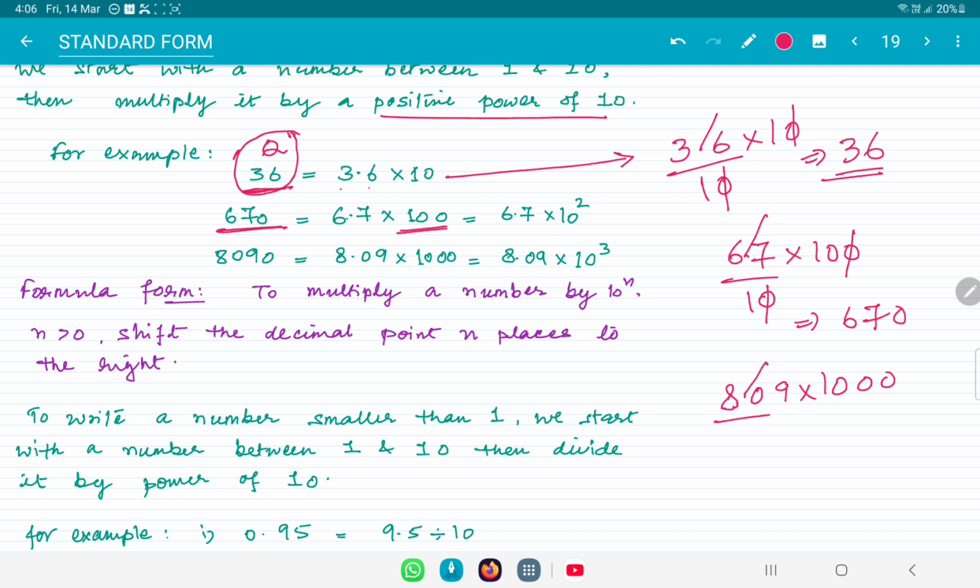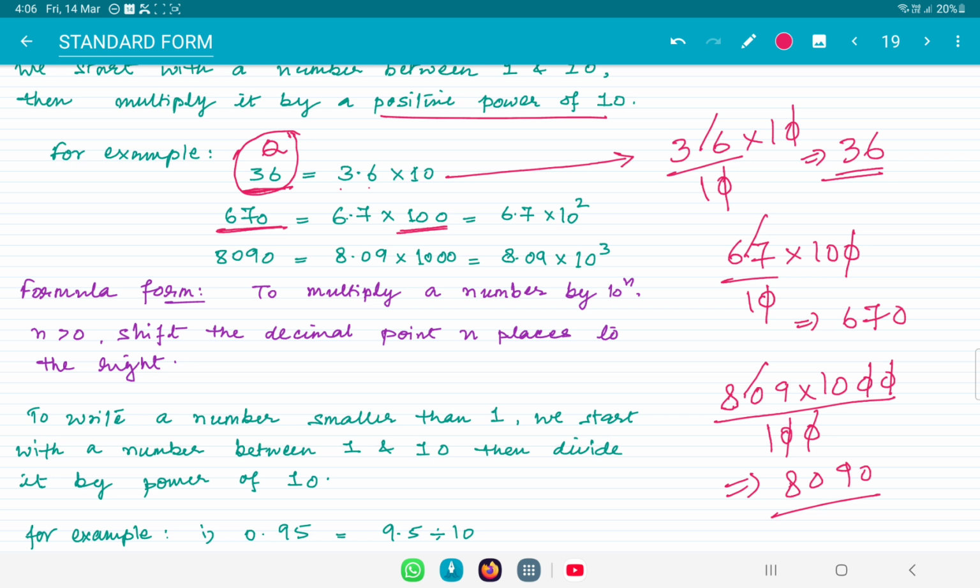Okay, so in the denominator, how many zeros will be after 1? 2 zeros. Okay, now cut the zeros, 1 2 1 2. So we will get 8090. Yes, so 8090 can be written as 8.09 into 10 raised to the power 3.